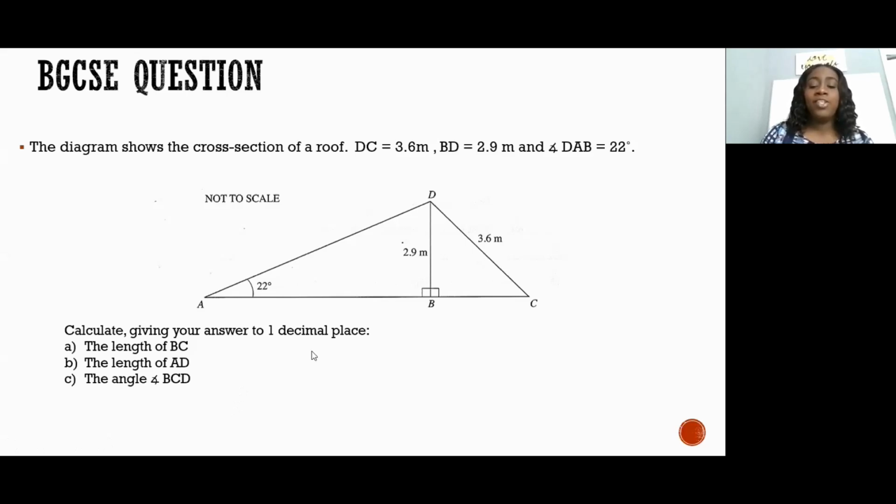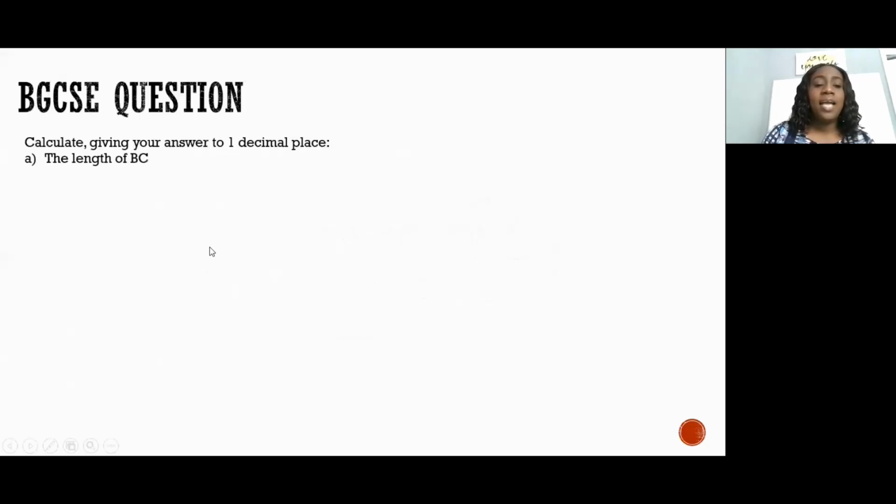I'm going to show you how to effectively attempt and complete this question. So let's get started. We're going to calculate part A. We're going to do it section by section. Part A, calculate, giving your answer to 1 decimal place. Again, my diagram is going to come up.